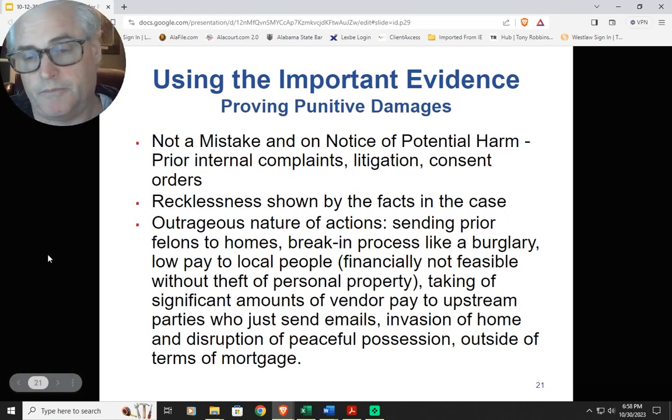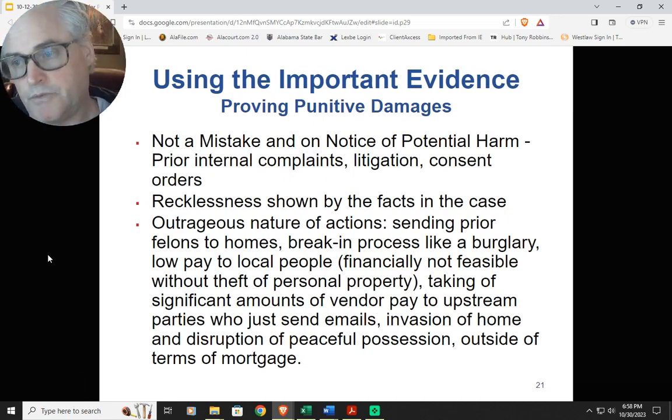Then as far as proving your punitive damages, you're proving that this is not a mistake and that the defendants were on notice of the potential harm. And this is where notice and knowledge evidence is hugely important. It can be prior internal complaints. It can be other lawsuits. It can be judicial opinions. It can be consent orders. The recklessness shown by the facts of the case, the outrageous nature of the action.